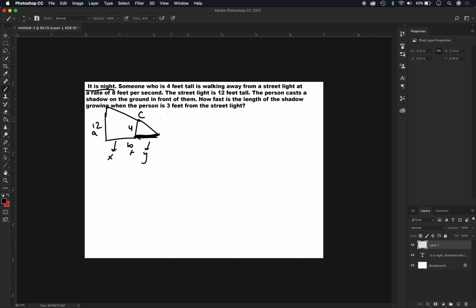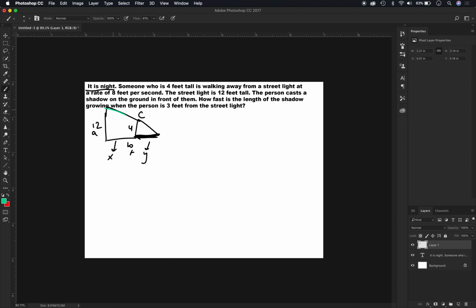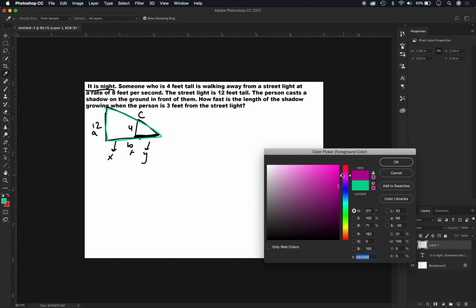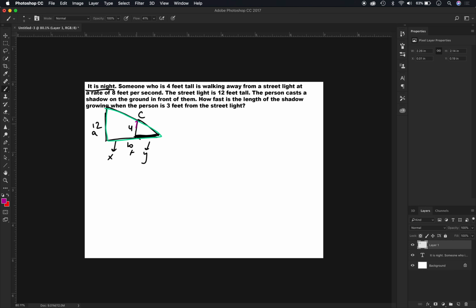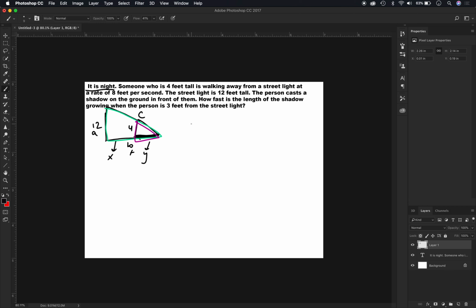So we're going to do similar triangles. If you don't remember what that is, it's basically like this triangle is big, and this triangle is small and inside of it. So there are proportions. Their proportions should be equal. So we're going to take the 12 over x plus y equals 4 over y.